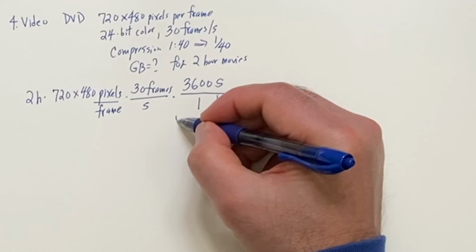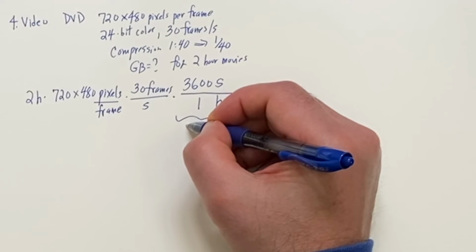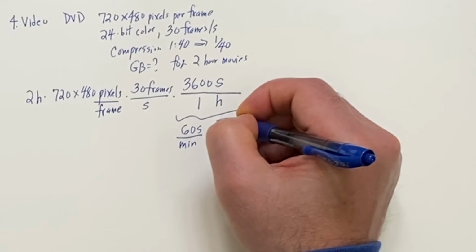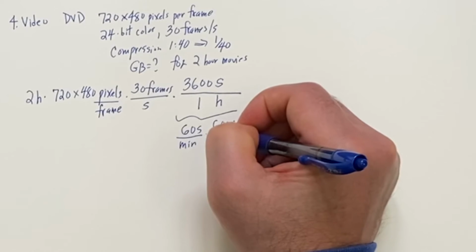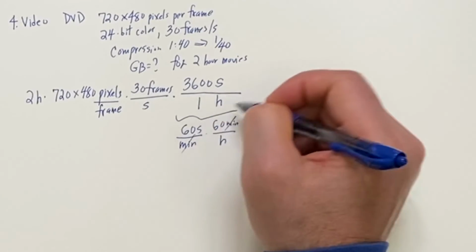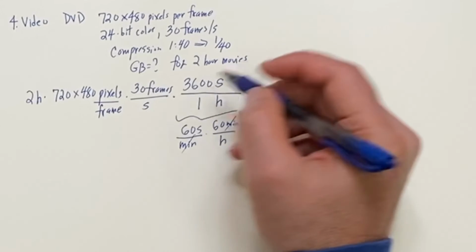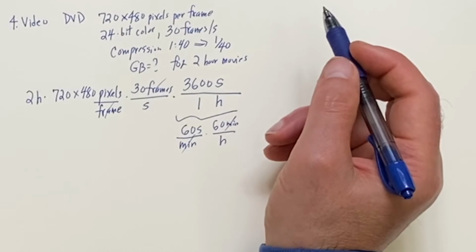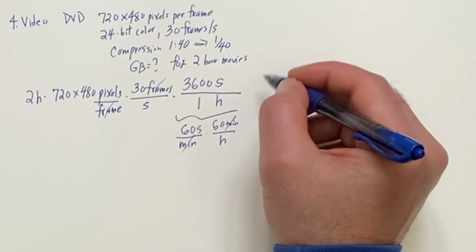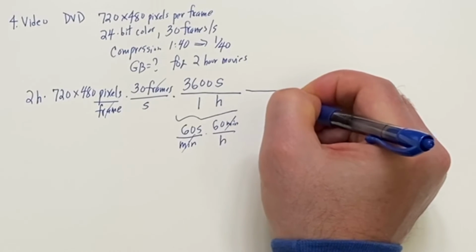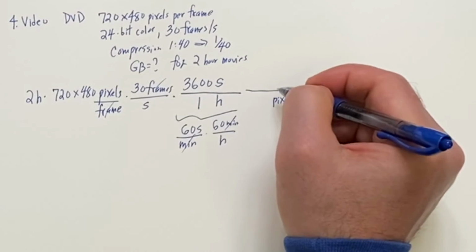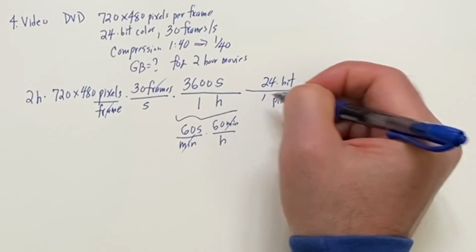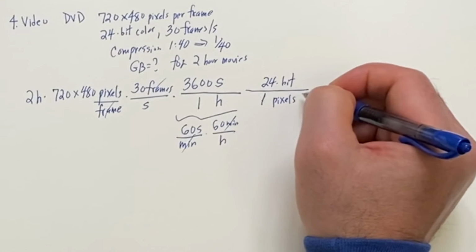All right. You could break that up into 2 parts and have here, if you want, 60 seconds per minute, and then here, 60 minutes per hour. The minutes cancel, it's the same thing. And then here, what do I have? I've got the frames canceling, and I need to get rid of the pixels. So I put the pixels down in the denominator so that they cancel. And I see that there's 24 bits per pixel, per 1 pixel.